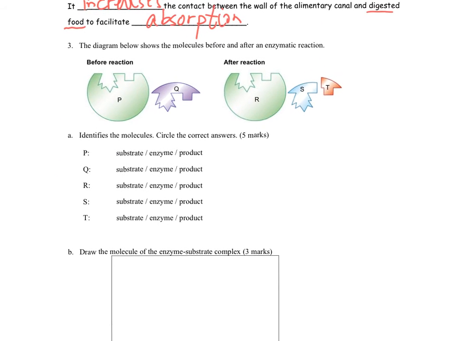For question 3, it's very similar to the DSE question. Before the reaction, we can find P and Q. And after the reaction, we can find R, S, and T. And P and R are the same. So P and R are the enzyme. And Q can be found before the reaction, but not after the reaction. So Q is the substrate, while S and T are the products.